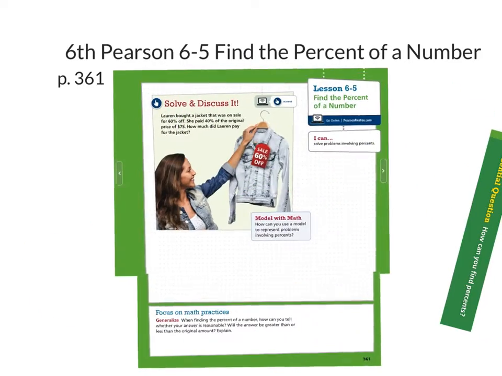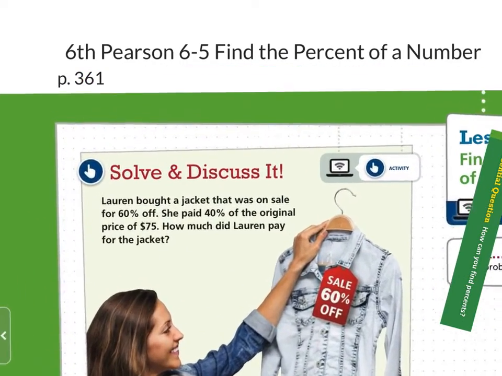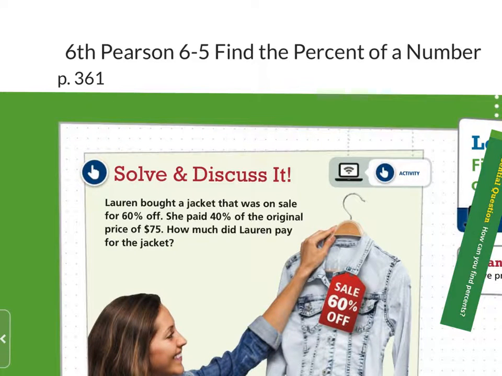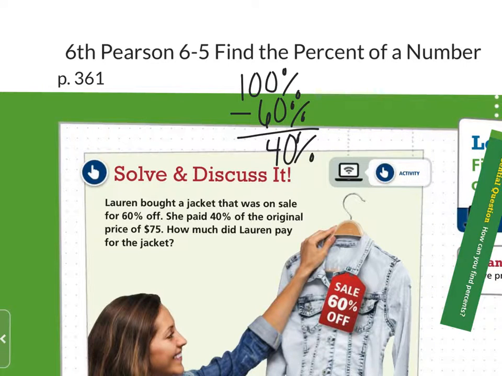If you look at page 361, Lauren bought a jacket that was on sale for 60% off. Just a little side note. Normally when you buy something, full price would be 100%. It's 60% off, so that means they're going to be paying 40%. That's how the book got that 40% that she paid. So she paid 40% of the original price of $75. How much did Lauren pay for the jacket?